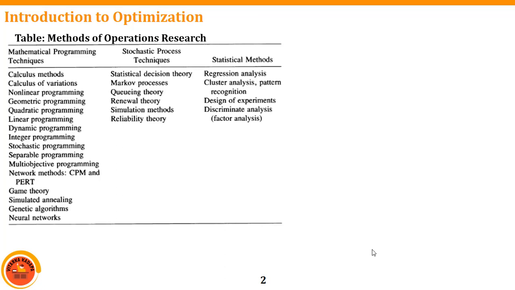And stochastic process. The best example for the stochastic process is queuing theory, or you can go with statistical decision theory. These two are examples of the stochastic process. The other one is statistical methods, which talk about statistics: how a particular factor is going to affect the outcome, like regression analysis, whether it is acceptable or not, clustering analysis, and design of experiments. These things come into the picture.